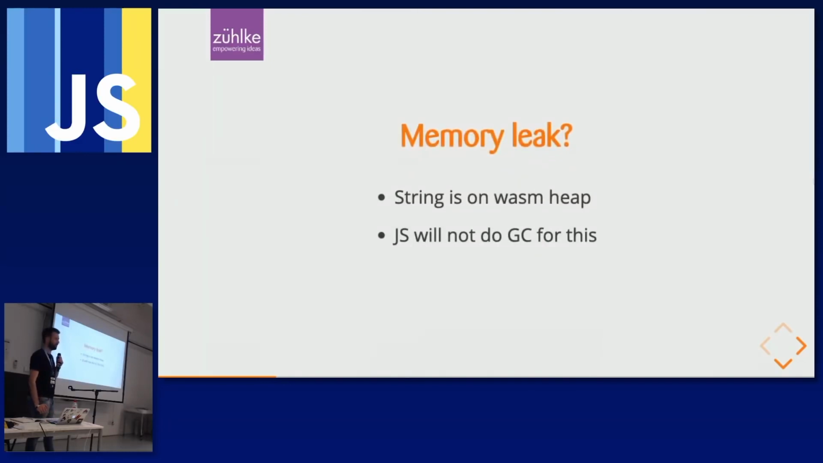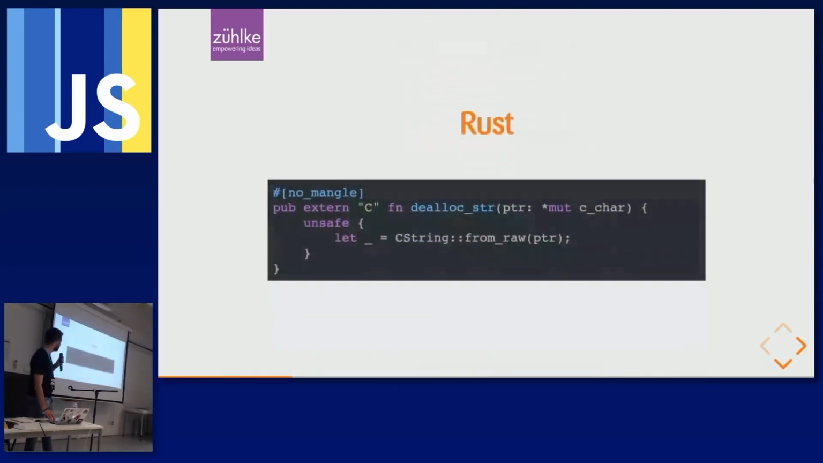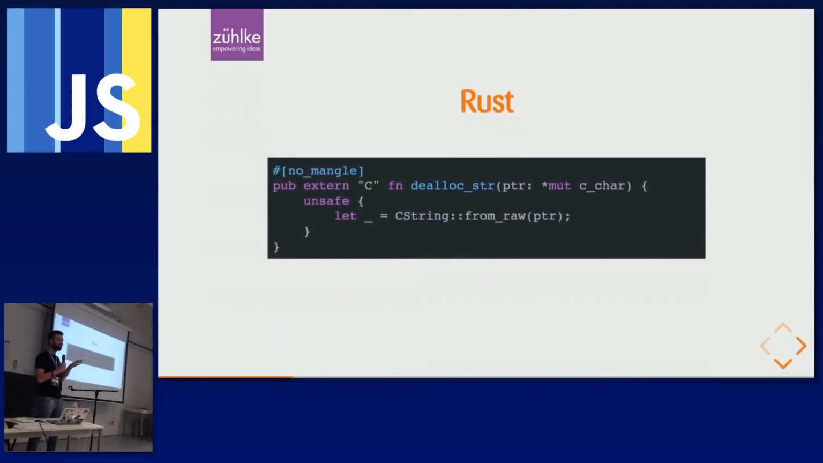But memory leaks, I hear you say. So now Rust is not garbage collecting it anymore. It is not on the JavaScript heap, so that means JavaScript is not garbage collecting it either. So what happens is it will stay in that memory. Not good, not good. But obviously we can fix that. And please bear with me here, this is a hack, I know that, but it will do what we want.